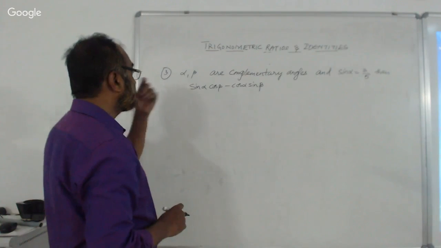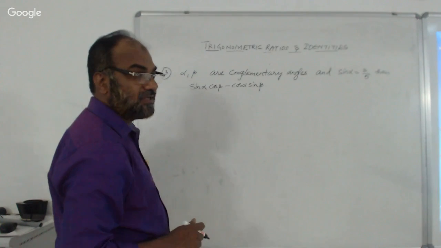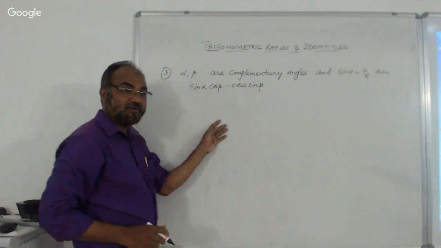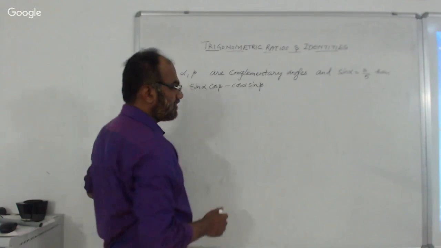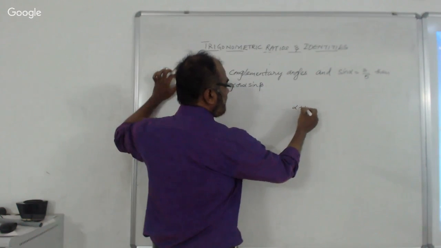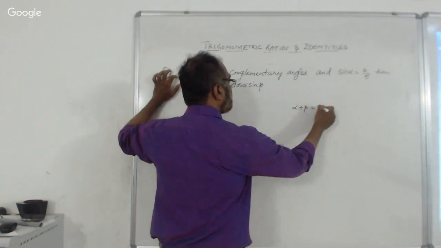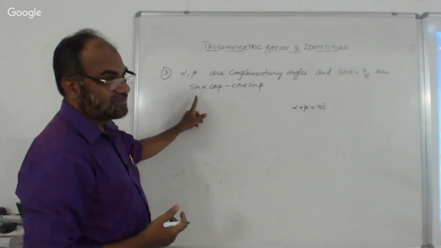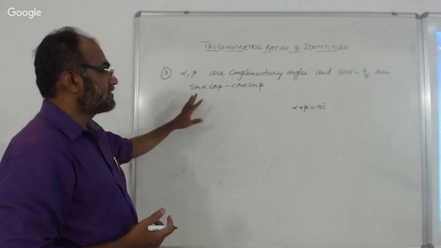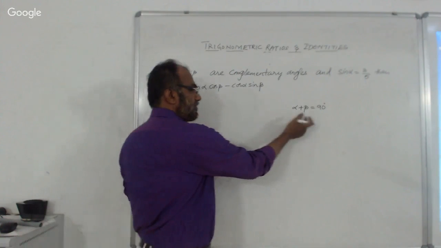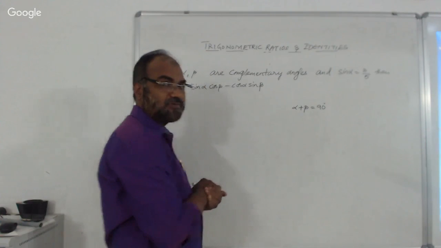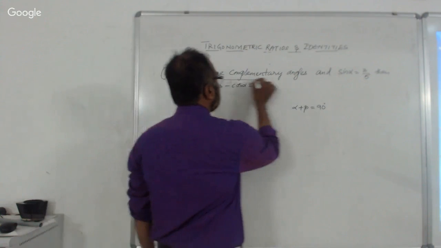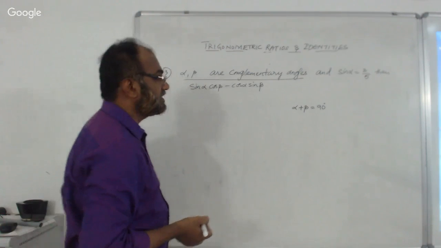Sin alpha cos beta minus cos alpha sin beta is sin of alpha minus beta, but alpha minus beta isn't given. Alpha and beta are complementary, so we know alpha plus beta is 90. But here I need sin of alpha minus beta, so I can't find it directly.